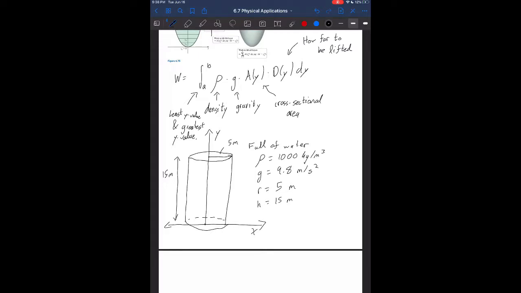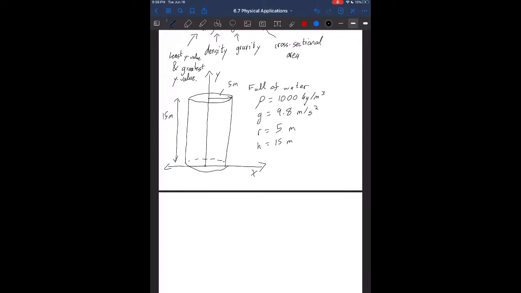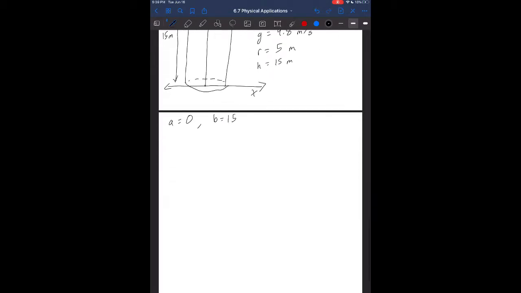So we have a couple pieces of information for this. We have our density and we have our gravity. So there are 4 different things we now need. We need to know our a's and b's, and we need to know our cross-sectional area, A of y, and we need to know our distance function, this d of y. So starting with a's and b's, our lowest y value, because of how we set this up, is going to be 0. That's the bottom of the tank. So a is 0. Which means that b, the topmost y value, is going to be 15.